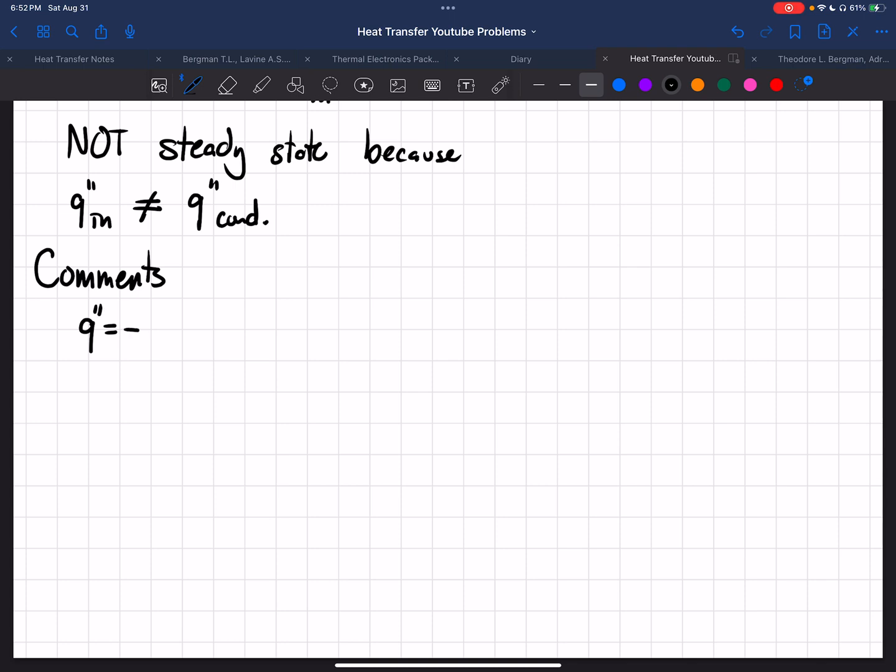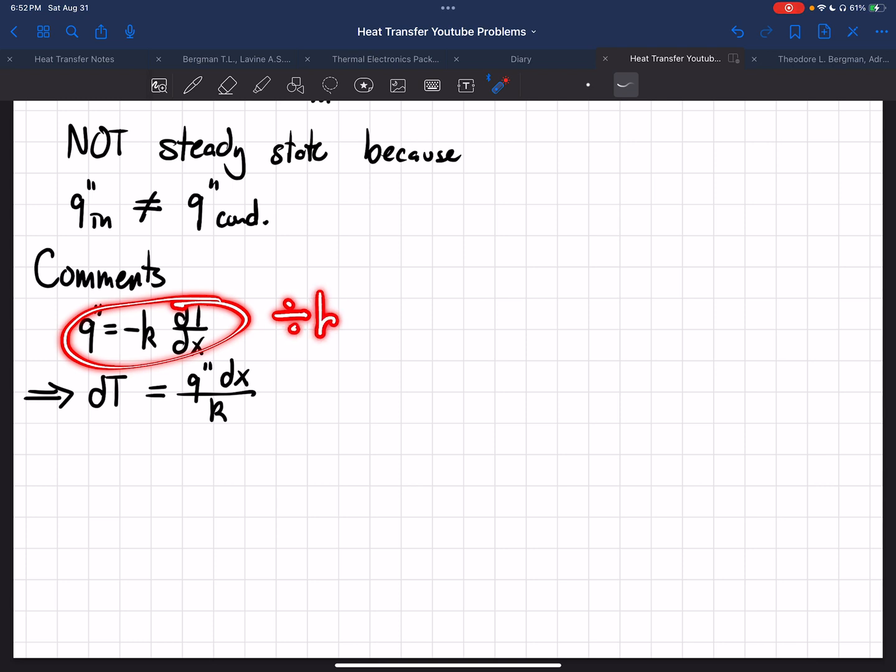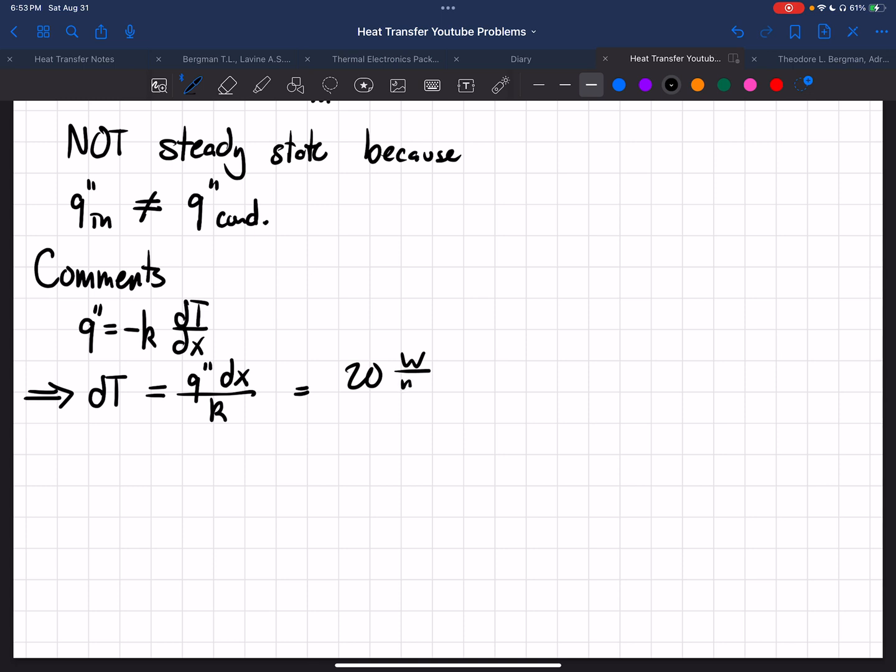we'll say Q double prime equals minus K dT/dx, and then we want to find dT. So we're going to say that that equation implies that dT is equal to Q double prime dx over K. And all I did there was rearrange, so I divided both sides of this equation by K, and then we multiplied by dx. And if I fill this in, we can see that that would be 20 watts per meter squared times dx, which was L, which was 10 millimeters, or 10 times 10 to the minus 3 meters. And finally, K was 12 watts per meter Kelvin.